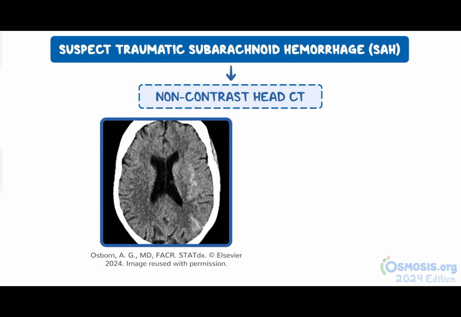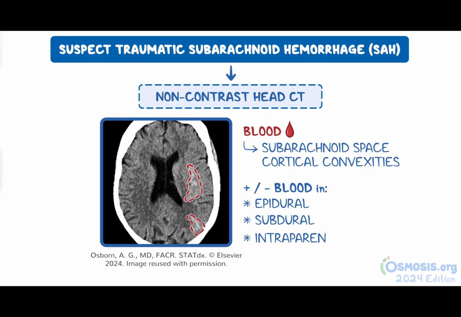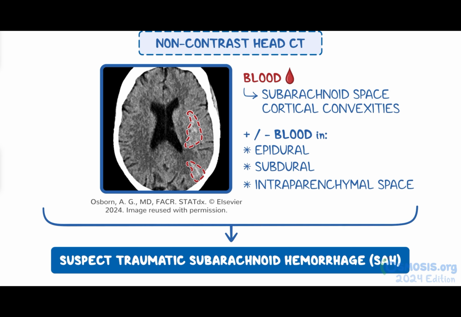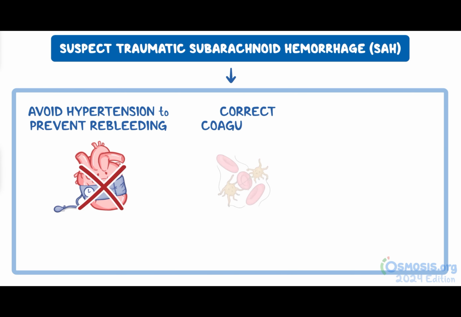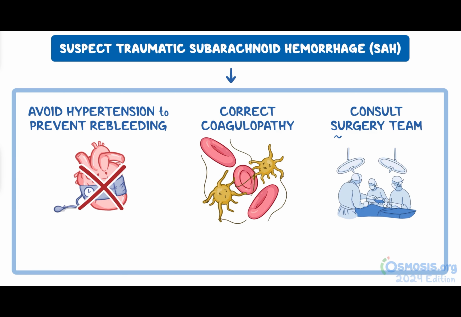If the CT reveals blood in the subarachnoid space in cortical convexities, meaning on the surface of the brain, with or without blood in other brain compartments such as the epidural, subdural, or intraparenchymal space, you should diagnose traumatic subarachnoid hemorrhage. Once you diagnose the condition, avoid hypertension to prevent rebleeding and correct any coagulopathy. Finally, don't forget to consult your surgery team, more specifically neurosurgery, for possible ICP monitoring and CSF diversion.